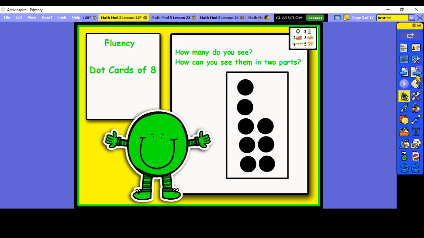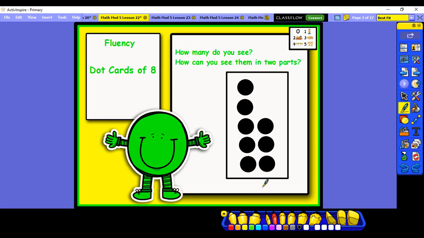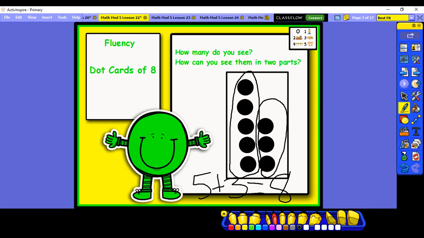Let's start with our dot cards of 8. How many do you see? 8. How do you see the two parts? Some people may have seen this part here as a group of 5, and this group here as a group of 3. Can you tell me what this would be as a number sentence? We would say 5 and 3 make 8.